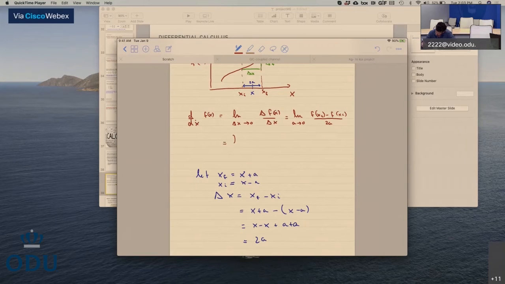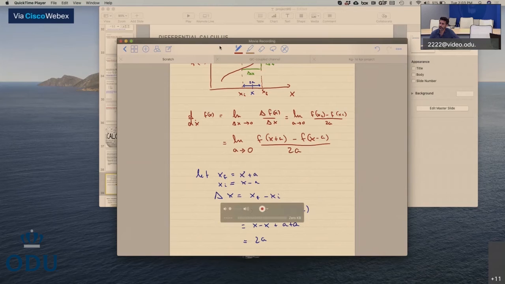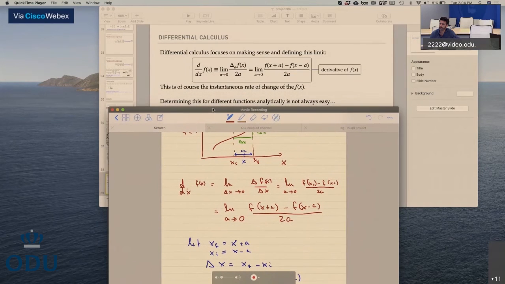And so here I'm just going to rewrite this one more time as f of x plus a minus f of x minus a. Okay. And so that's all we did in writing these expressions. So they're equivalent. You see, you have f of x plus a minus f of x minus a.